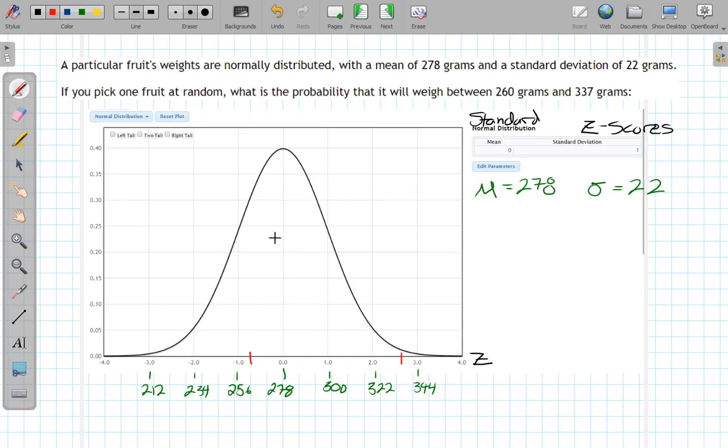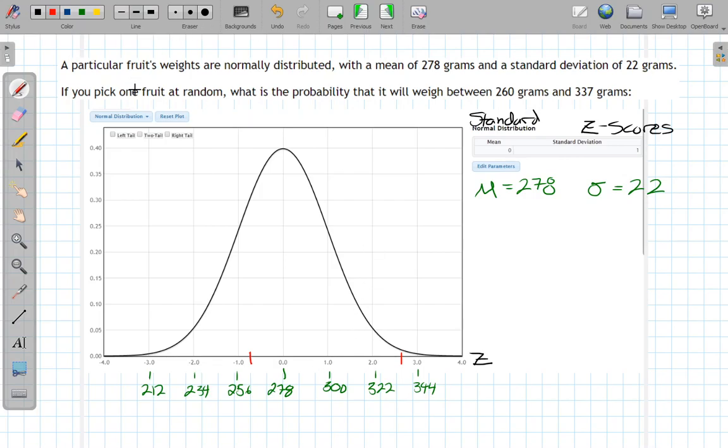If we look down at my picture of the normal distribution here, 278's in the middle, right? There's 0 standard deviations from the mean, and then 1 standard deviation to the left would be 256, and 1 standard deviation to the right, add 22, subtract 22, would be 300. So we expect like 68-70% of these fruits to be within 256 and 300 grams.